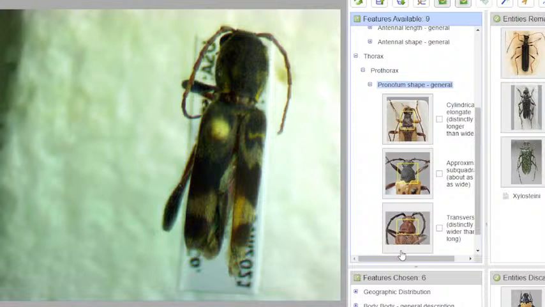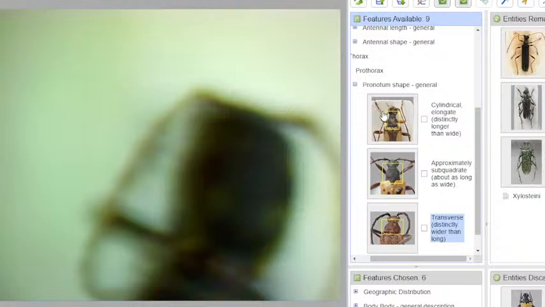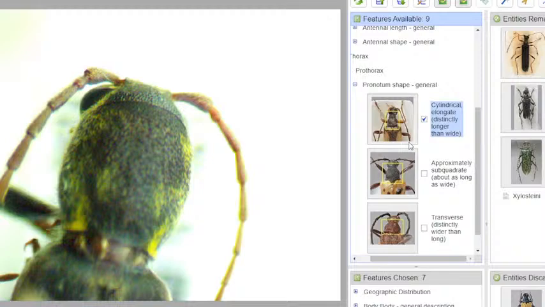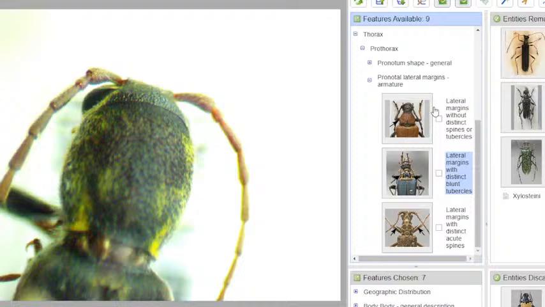Alright, pronotum shape. This one should be good. So I don't think that he's wider than long this time. So we're wondering if it's subquadrate, or almost a square, or if it is longer than wide. I believe our answer is going to be longer than wide, ladies and gentlemen. No spines or tubercles.